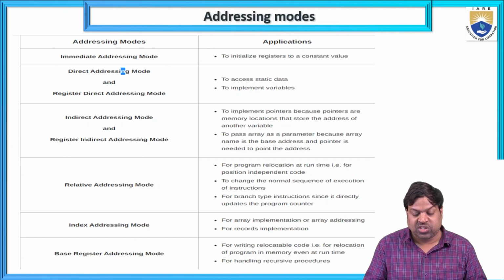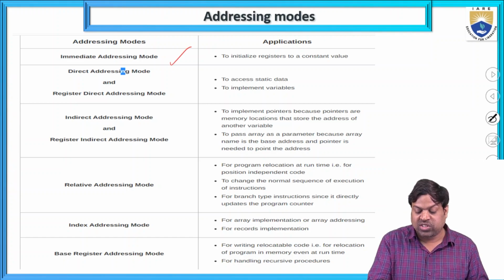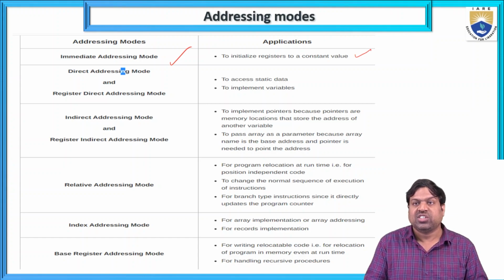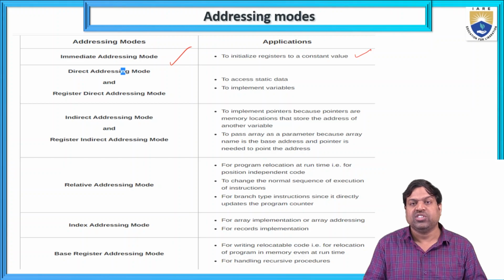So there are the different types of addressing modes. Immediate addressing mode. What is its application? To initialize a register to a constant value. Next, direct addressing mode and register direct addressing mode. What are the applications? To access static data, to implement variables. Indirect addressing mode and register indirect addressing modes are to implement pointers, because pointers are memory locations that store the address of another variable, and also for passing arrays as a parameter, because the array name is the base address, and a pointer is needed to point to the address.